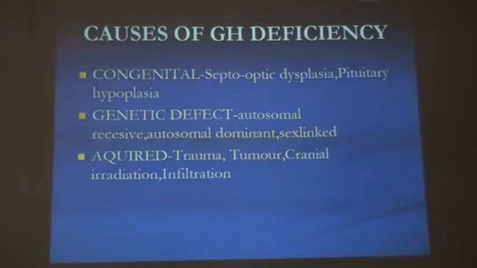The congenital defect is septo-optic dysplasia. The face develops from frontal, maxillary, and mandibular processes which fuse together. If there is a midline defect, that will give rise to developmental defect of the pituitary and hypothalamus, and that is the cause of congenital septo-optic dysplasia, giving rise to different kinds of short stature. Then genetic defects. Genetic defects may be autosomal recessive, autosomal dominant, or sex linked.